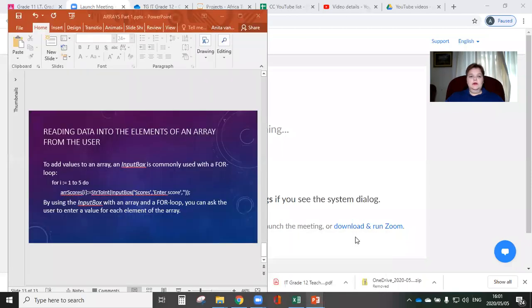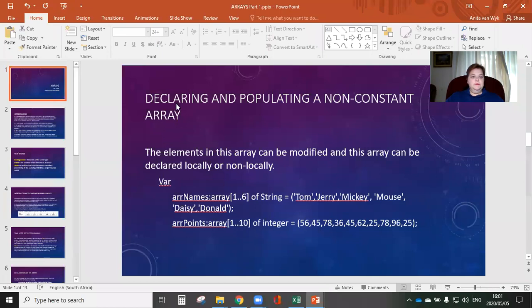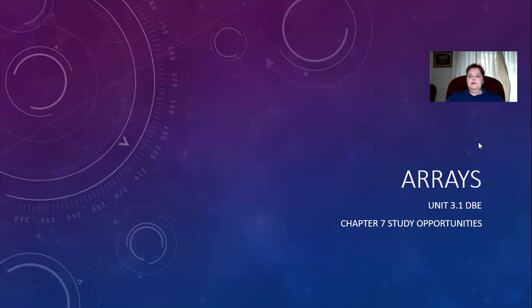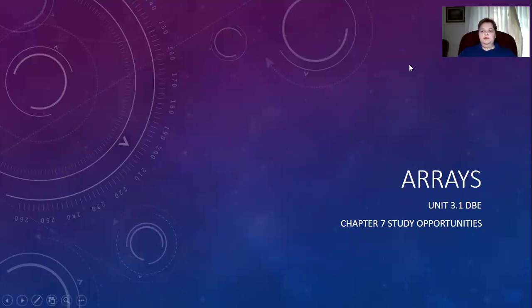Okay, so today what we are going to work on is arrays. So it's a new section that we are starting with. Let me just get to the beginning. And it is chapter 7 in the Study Opportunities textbook and unit 3.1 in the DBE MTN textbooks. Okay, remember I'm working from both of these textbooks and I have the data, so I will upload, if it's necessary, I will upload the data for you.